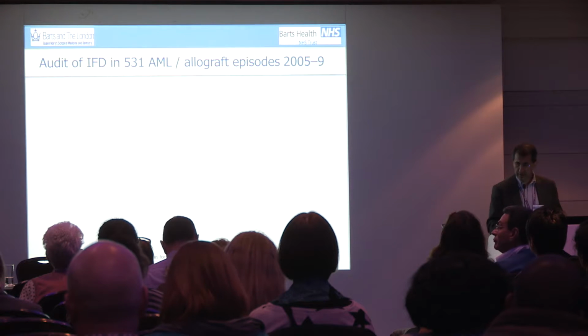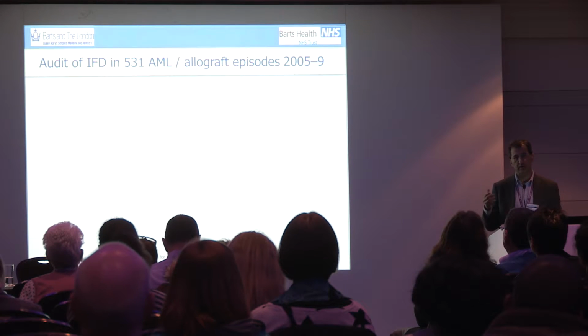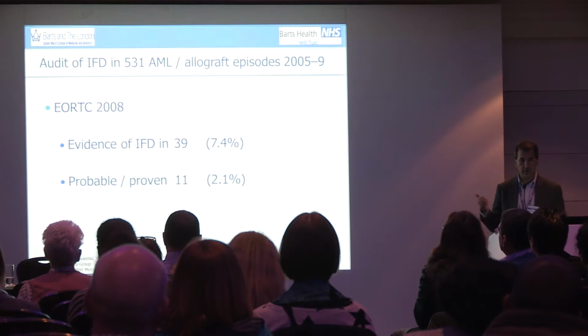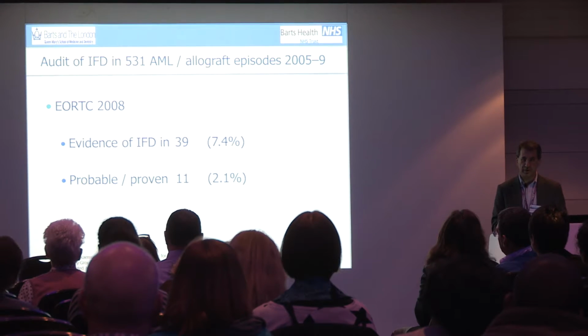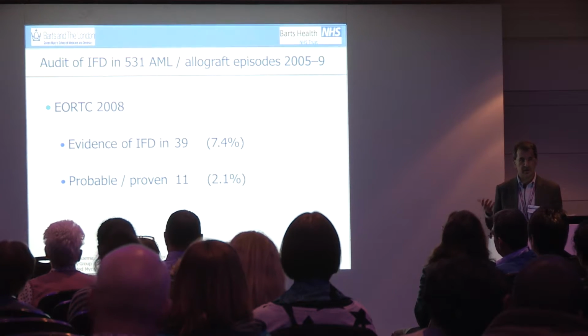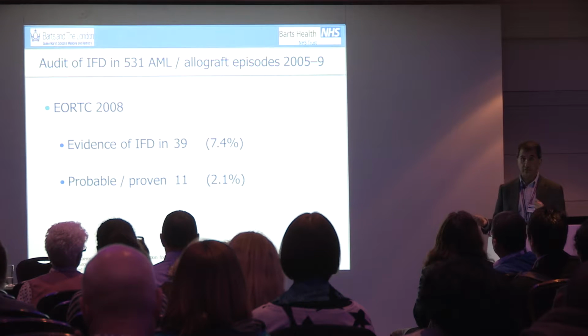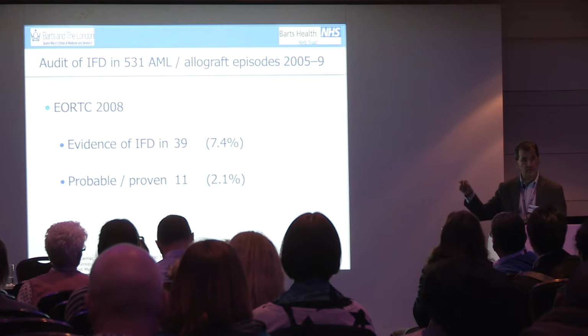So we took these criteria, so this is a bit of local data, just to give you a feel for what you might find if you go looking, at 531 episodes of intensive chemotherapy for leukemia, or patients who were receiving an allogeneic transplant, to see what was the incidence of invasive fungal disease using these criteria. And you can see here that we found our probable proven rate to be 2.1%. Now, if you are familiar with this area, you might feel, well, that seems very low, or you might feel that seems about right. Basically, we don't know. That's what it boils down to. And even if we include the possibles, we're at 7.4%.